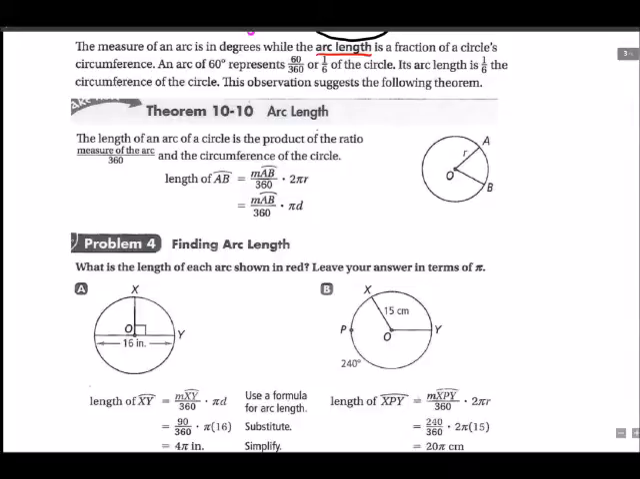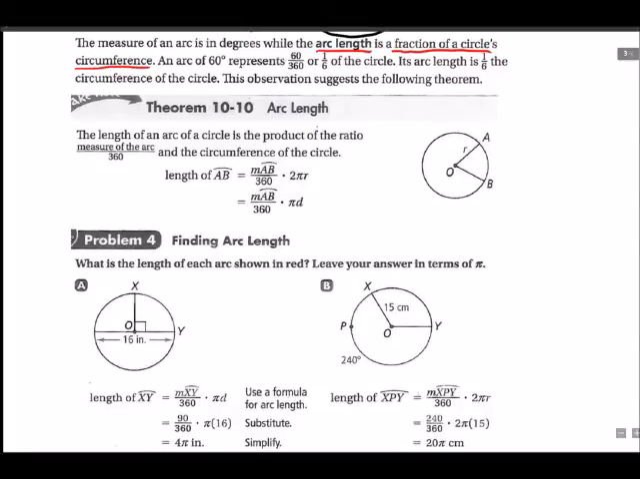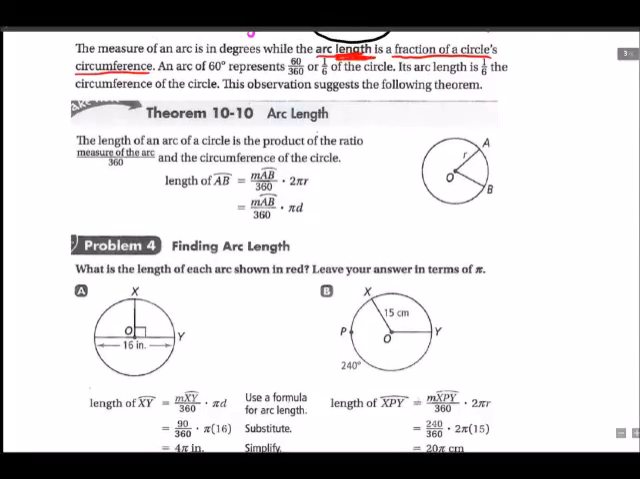Arc length is a fraction of a circle's circumference. Notice the word length in our term here. So we're going to calculate this as a fraction. So this is arc length. We have arc measure, which is in degrees. Arc length is a distance. Arc measure is in degrees. Arc length is a distance.